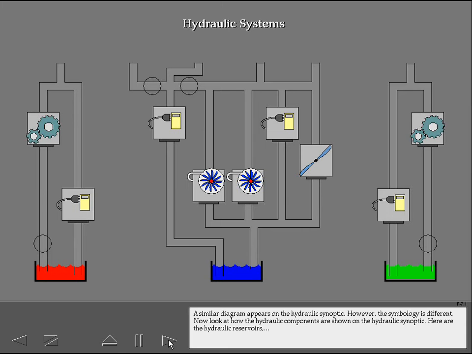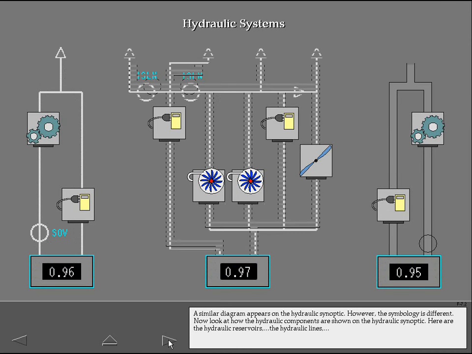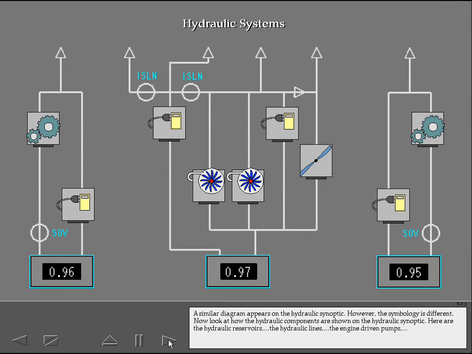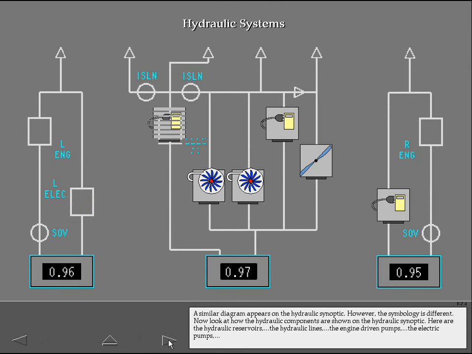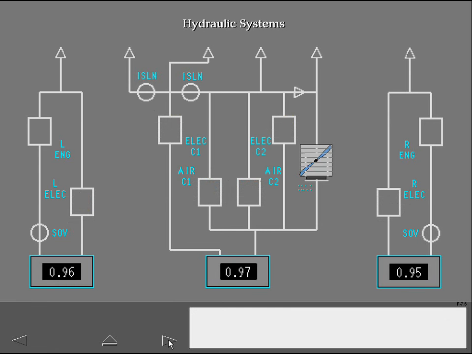A similar diagram appears on the hydraulic synoptic. However, the symbology is different. Now, look how the hydraulic components are shown on the hydraulic synoptic. Here are the hydraulic reservoirs, the hydraulic lines, the engine-driven pumps, the electric pumps, the air-driven pumps, and the RAT.